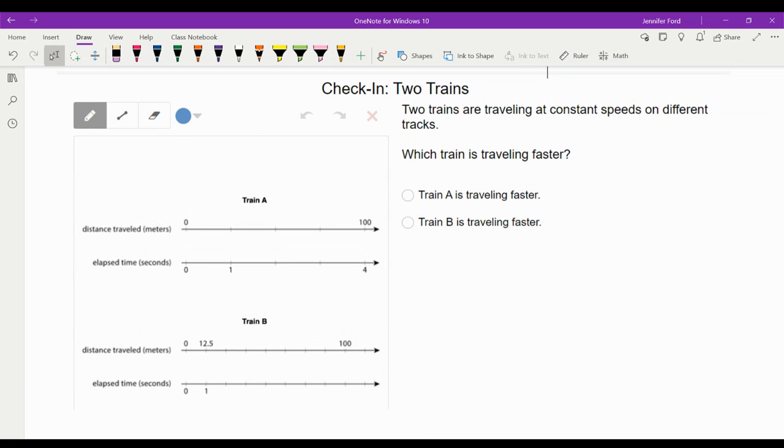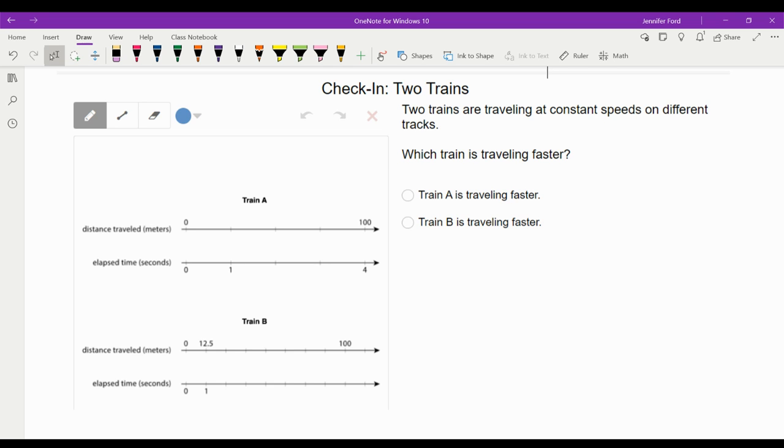Hi, I want to make a short video showing you how I would think about the check-in two trains problem. We see the two trains are traveling at a constant speed on different tracks. Which train is traveling faster? They give us some clues using double number lines, but the double number lines don't exactly connect with each other. So we're going to need to do some work on these double number lines to help them connect.